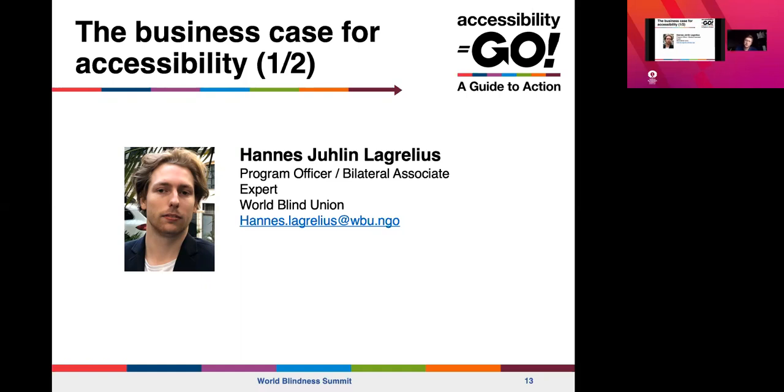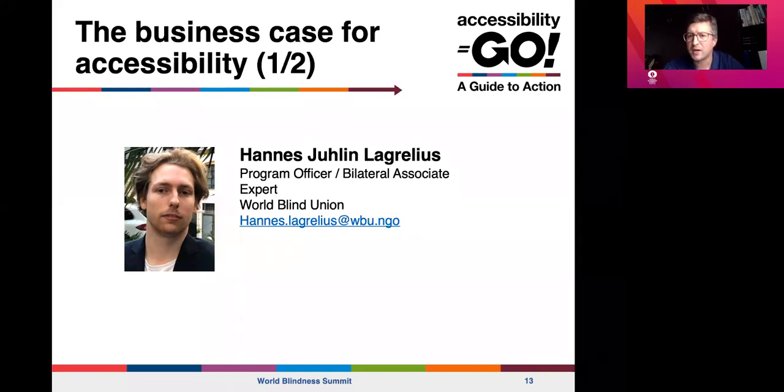And for that, I would just like to ask my colleague Hannes Juling-Lagrerius from World Bank Union, who is also the program officer and bilateral associate expert, who has been leading the work of World Bank Union on the global program on inclusive and accessible urban development, to just take us through some of those benefits, to which extent accessibility can benefit organizations. And Hannes, can you hear us?